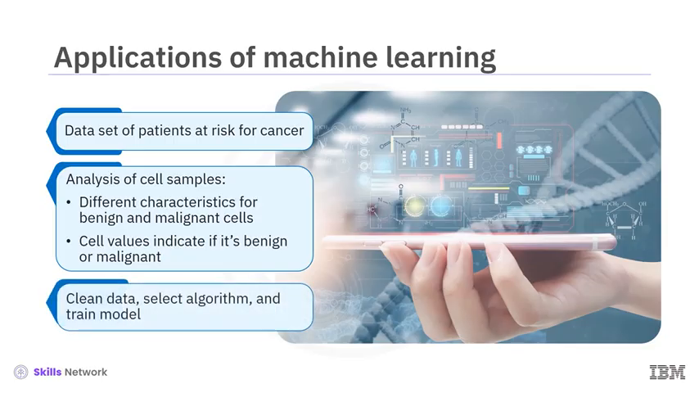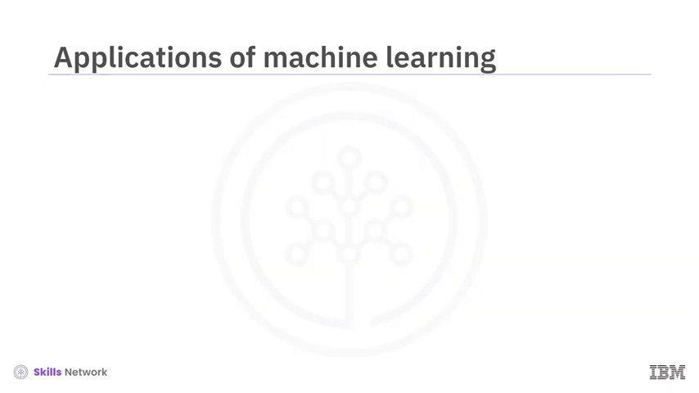You should clean your data, select a proper algorithm for building a prediction model, and train your model to understand patterns of benign or malignant cells within the data. Once the model has been trained by going through data iteratively, it can be used to predict your new or unknown cell with a rather high accuracy. This is the power of machine learning. Machine learning impacts society in a very meaningful way.